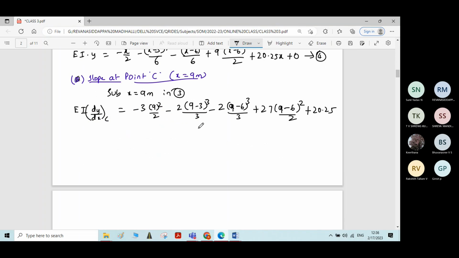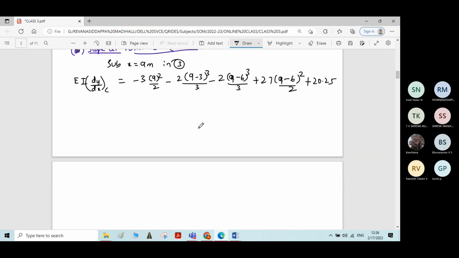Find the value. So EI into dy by dx, I will call it as theta. It is nothing but dy by dx, which is the slope at C, theta c. I will take theta c is equal to... so I got minus 105.75. Check the answer.